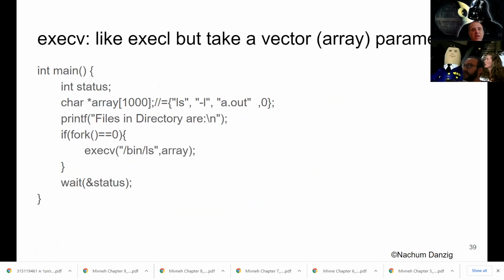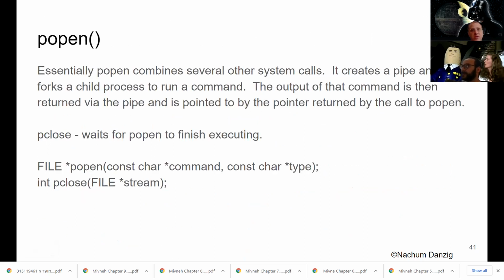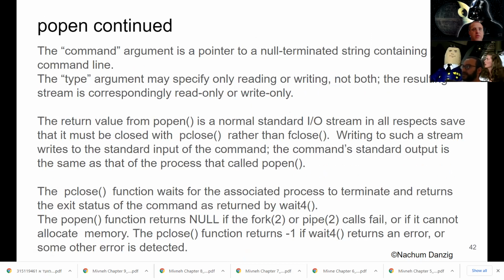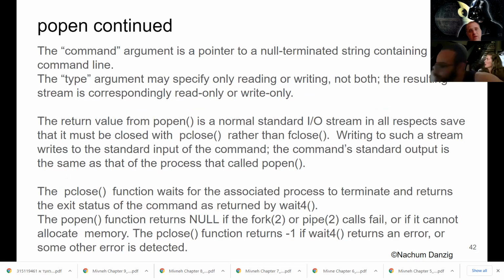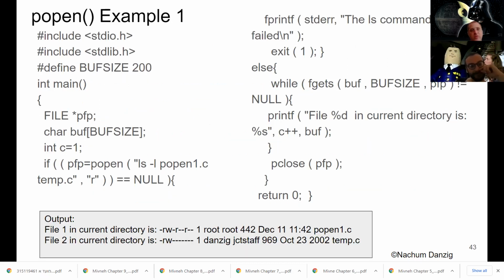We did exec, system, popen. Okay. So popen essentially combines a whole lot of things. It creates a pipe and a fork and a child, and the child then writes to the pipe and the father reads from the pipe. And all that's done behind the scenes by using all those functions that we had before. It uses a special type called a FILE type.